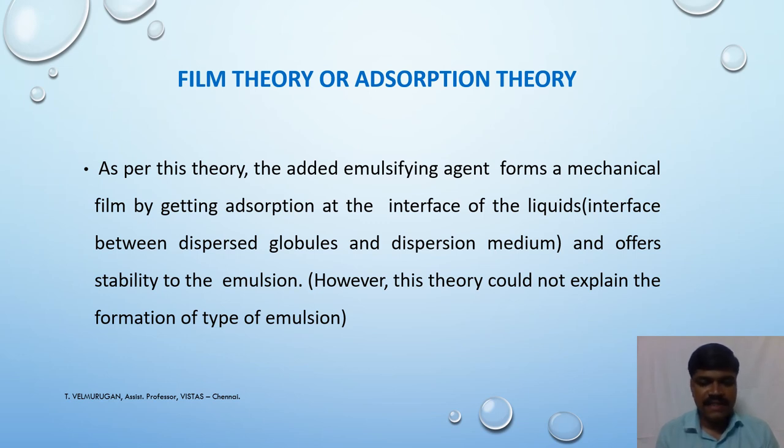Yes, already we discussed there are two phases, two immiscible phases. In between, the gap is called the interface of the two immiscible liquids, maybe the dispersed phase and the dispersion medium. And it offers stability to an emulsion. As per the film theory, you've added emulsifying agent, the stability of the emulsion will increase. That's it. However, this theory could not explain the formation of the type of emulsion. There is a drawback. Okay, next.